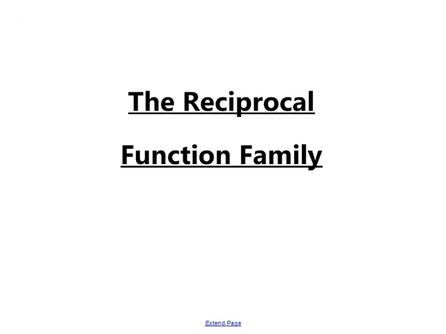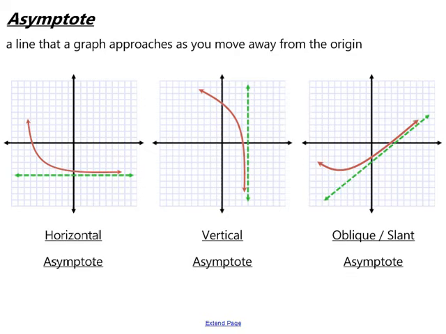The reciprocal family function. First, let's define an asymptote. An asymptote is a line that a graph approaches as you move away from the origin. So we have three different types of asymptotes below. A horizontal asymptote would be this green line. So our red graph slowly approaches that green line, but it's never actually going to touch the green line. That's how we describe an asymptote.